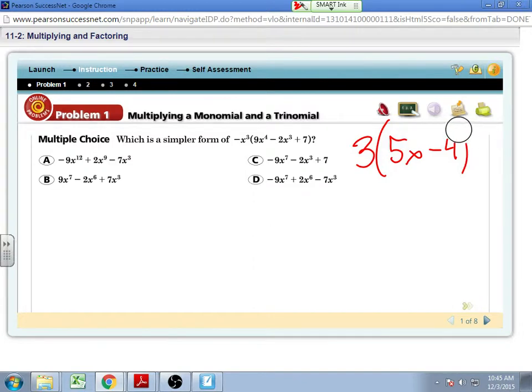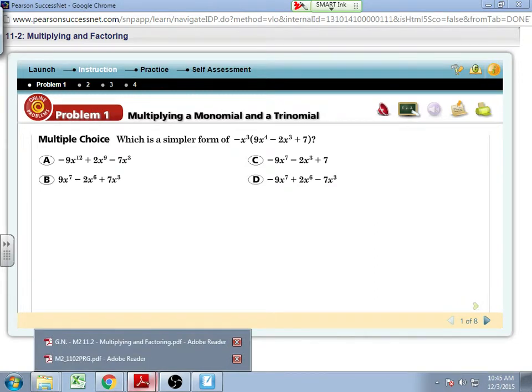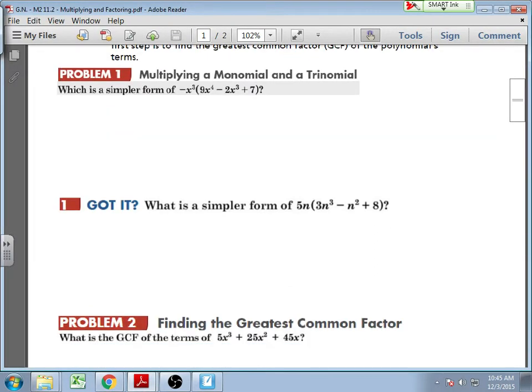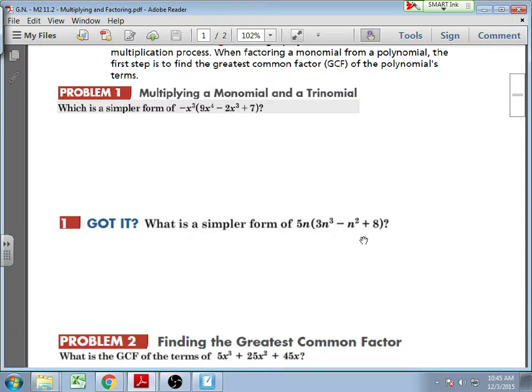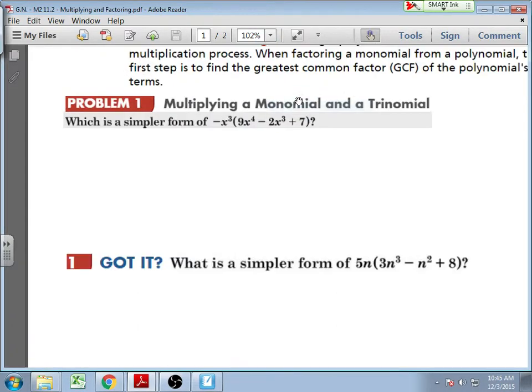Now we step up to where we have a variable term on the outside, and it's going to multiply in with our variable terms on the inside. This is where you have to use those rules for multiplying with exponents. So I really don't like the multiple choice. It just kind of gets in the way. So we look here at negative x cubed times 9x to the fourth minus 2x to the third plus 7.